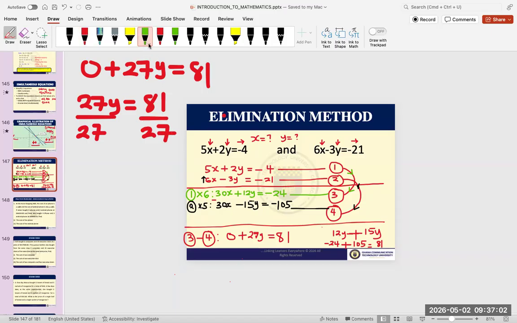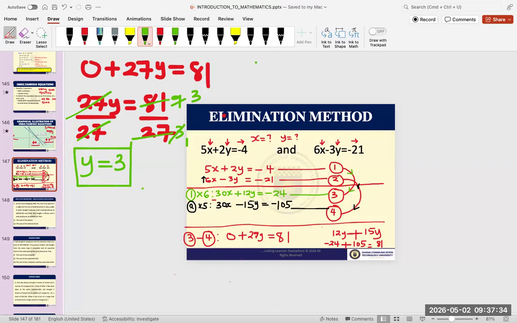Then we do our cancellation. So 27 will cancel 27. We have y equals, now let's use 9. 9 will go into 81, 9. 9 will go into 27, 3. 3 will cancel itself, 1. 3 will go into 9, 3. So finally, y is equal to 3.